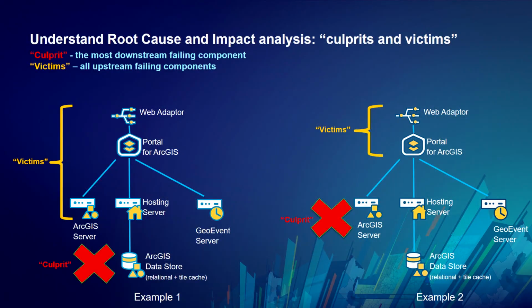This is a very important slide. Remember, you will have many victims and maybe a couple of culprits, but the culprit is the most downstream component that is failing. So if this ArcGIS Data Store is not working, all of these are impacted by that. ArcGIS Monitor will show all of them, so it makes it a little bit challenging because you need to use your knowledge to identify culprits from victims. We're working on this, so it will be automated, but in the meantime, that's the challenge.